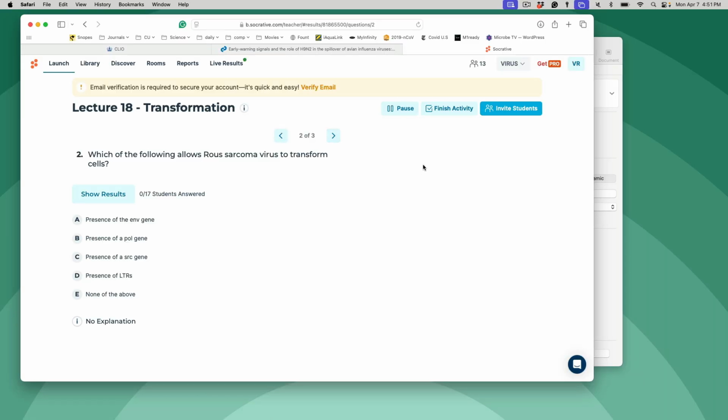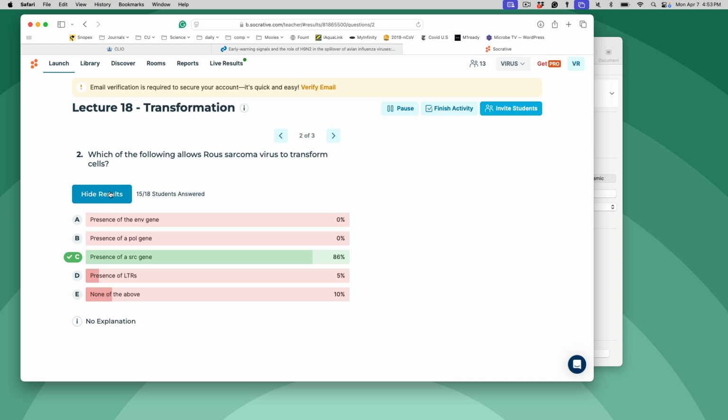Which of the following allows Rous sarcoma virus to transform cells? The presence of an envelope, the presence of a pol, the presence of a sarc gene, presence of LTRs, none of the above. Rous sarcoma virus. How did we do? Most of you got the right answer. C, presence of a sarc gene. That's what allows it to transform cells. Not the LTRs. It's not none of the above. It's the oncogene itself that allows it to transform cells.